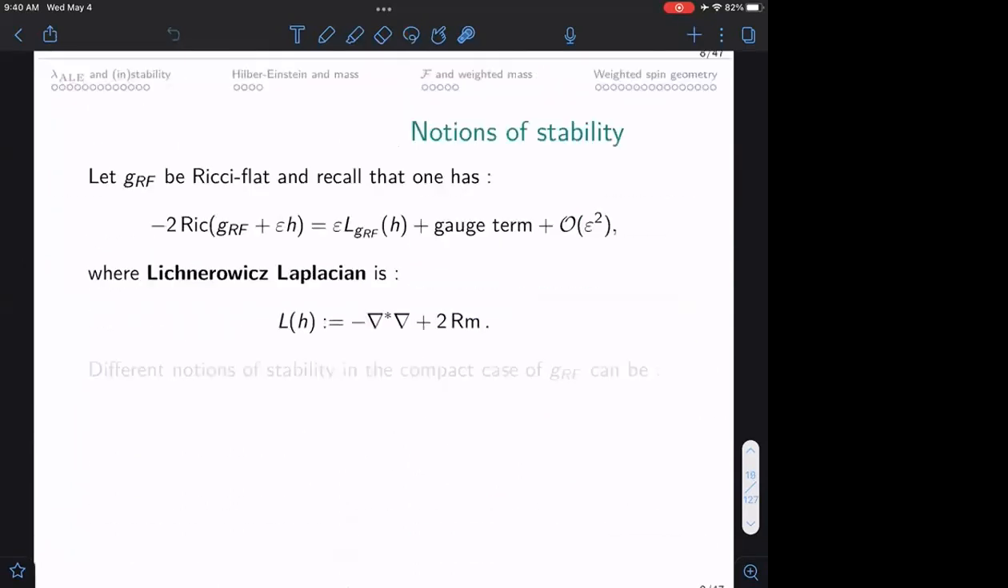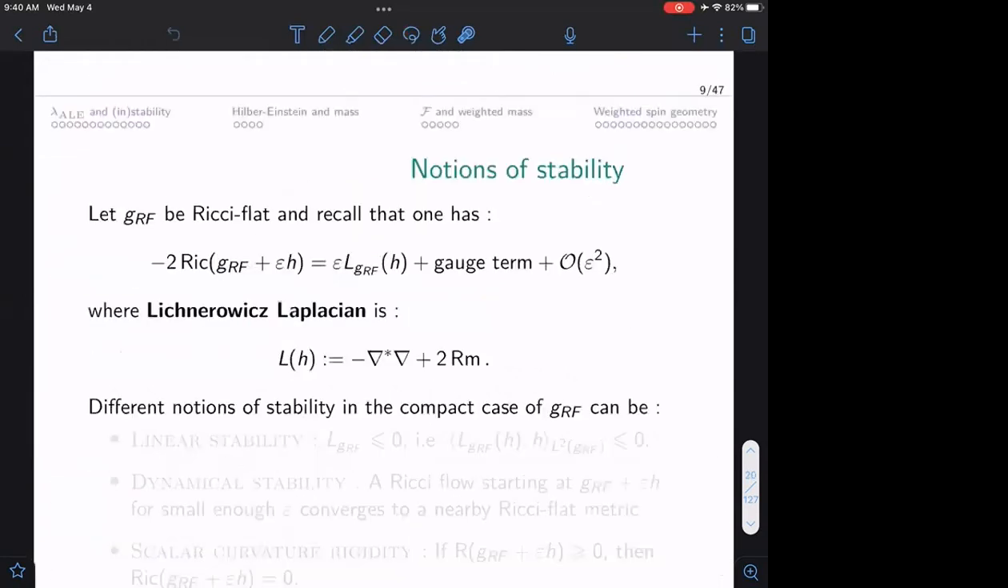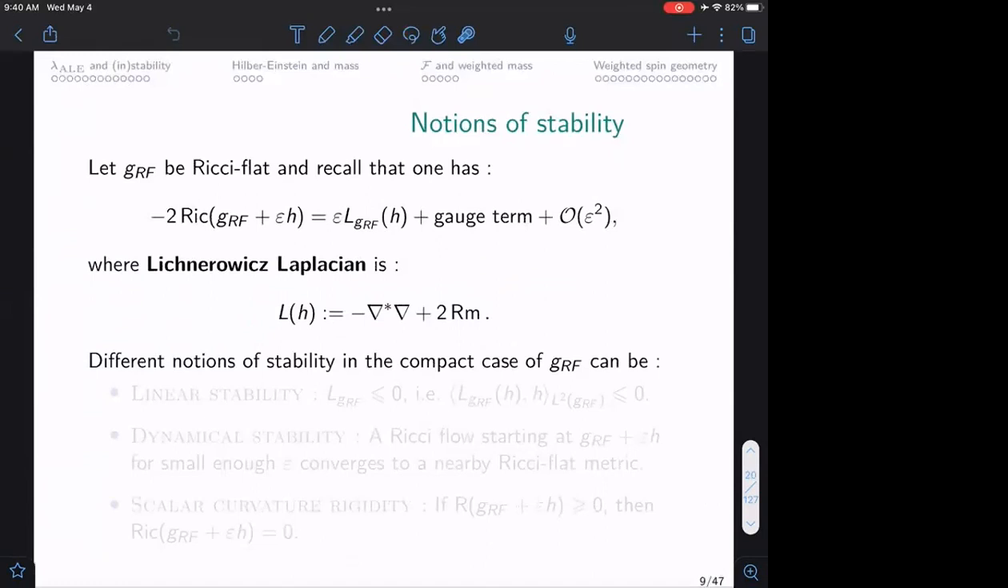Okay. So what do we even mean by stability? There are a lot of notions of stability. I just want to present three of them. They all come from looking at the Ricci curvature, minus two Ricci, which is the direction in which you're moving along Ricci flow. And if you develop this close to a Ricci-flat metric, the first term you obtain is a Lichnerowicz Laplacian, plus some gauge terms we won't care about. But the Lichnerowicz Laplacian has this very nice form. It's a rough Laplacian plus some curvature term, some zeroth order term. And we will have different notions of stability from just this observation.